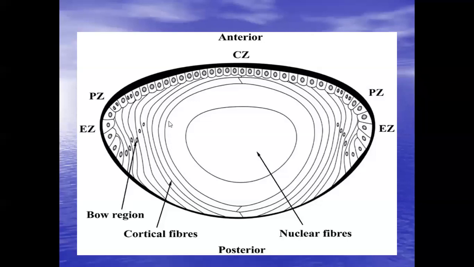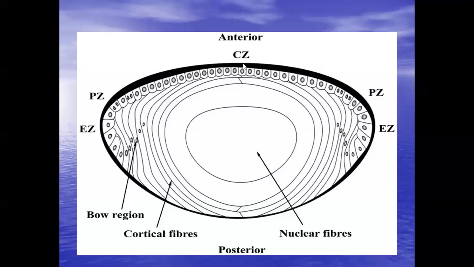As these lens fibers go on to get old, they are accumulated in the center. This means that the central zone of the lens has the oldest fibers, and the most central portion has the very oldest fibers of the lens. From where do these epithelial cells come? These are present on the capsule of the lens that is covering the lens.